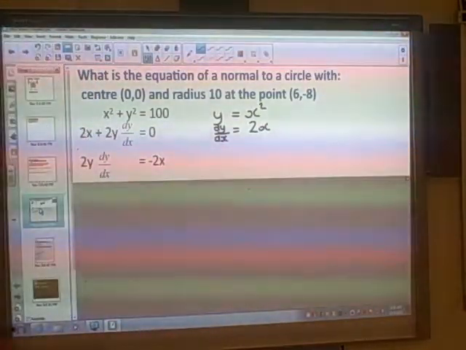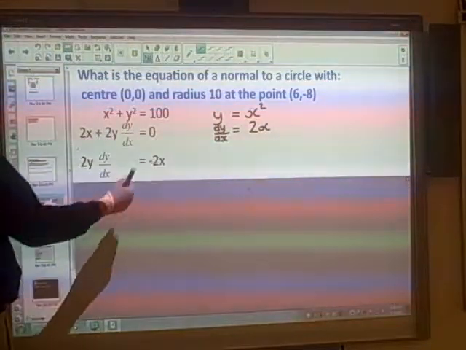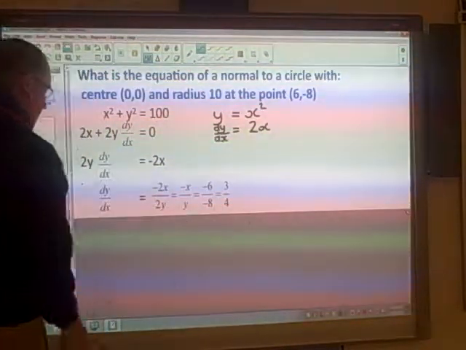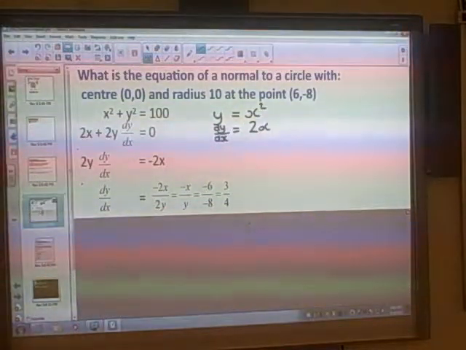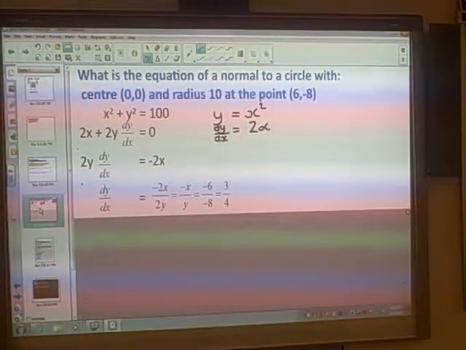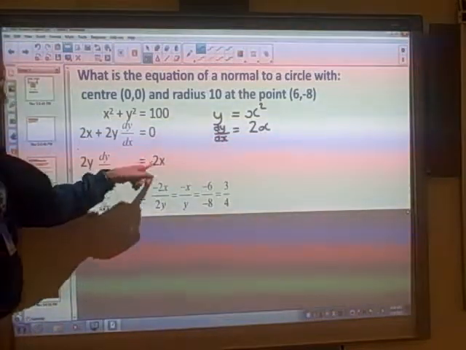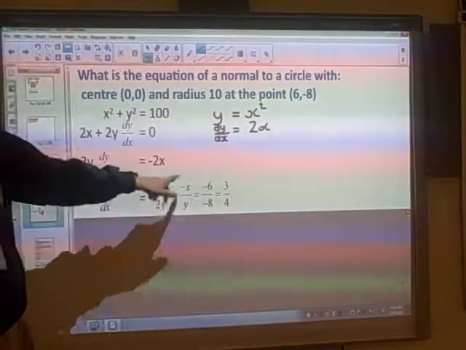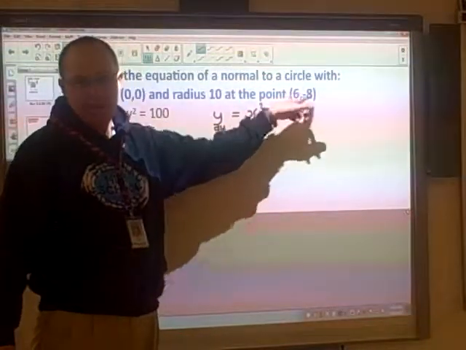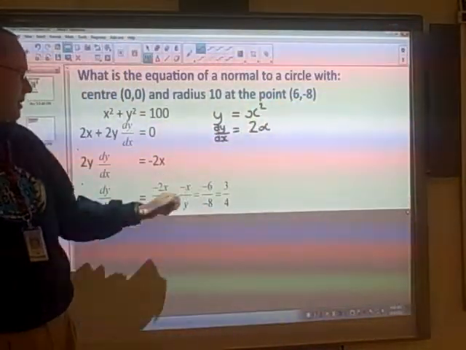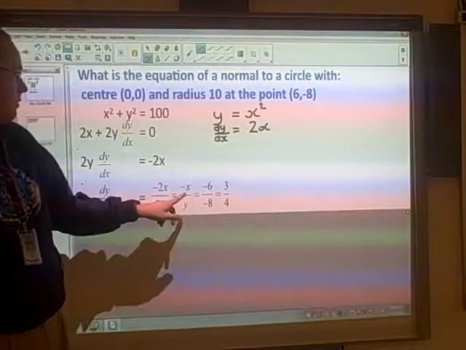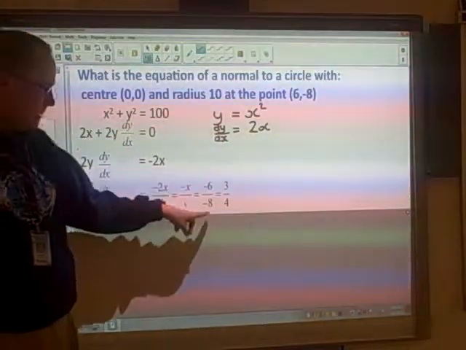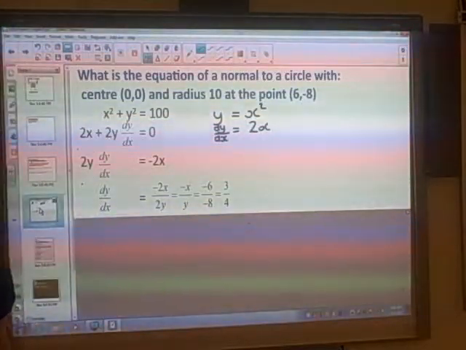Now we can rearrange this, so I can bring the 2x to the other side to get negative 2x, and I can divide both sides by 2y, and therefore I can find out what dy by dx is. And of course I need the slope if I'm going to find out what the equation of this normal is. So negative 2x over 2y, the 2's will cancel, and then we can plug in the information that we need. We know it goes to the point 6, negative 8, so x is 6, so we get negative 6, y is negative 8, and then negative 6 divided by negative 8 is 3/4.